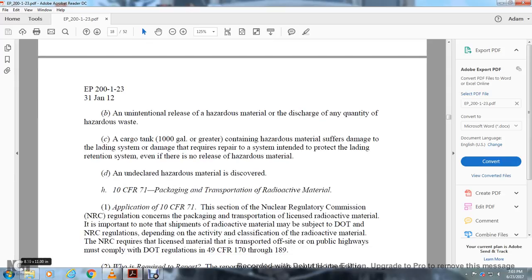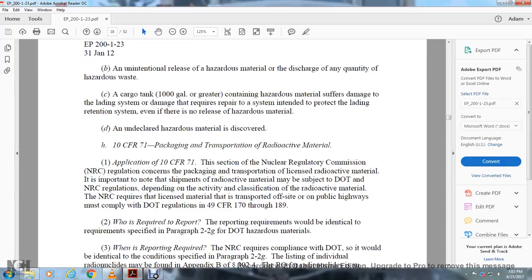Undeclared hazardous materials discovered. Title 10 CFR 71, Packaging and Transportation of Radioactive Material. This section of the Nuclear Regulatory Commission, or NRC, regulations is concerned with the packaging, transportation, and licensing of radioactive material. Importantly, a shipment of radioactive material may or may not be subject to the Department of Transportation and Nuclear Regulatory Commission, depending on the activity classification of the radioactive material. The Nuclear Regulatory Commission requires that licensed material transported offsite on public highways must comply with the Department of Transportation regulations, Title 49 CFR 170 through 189.